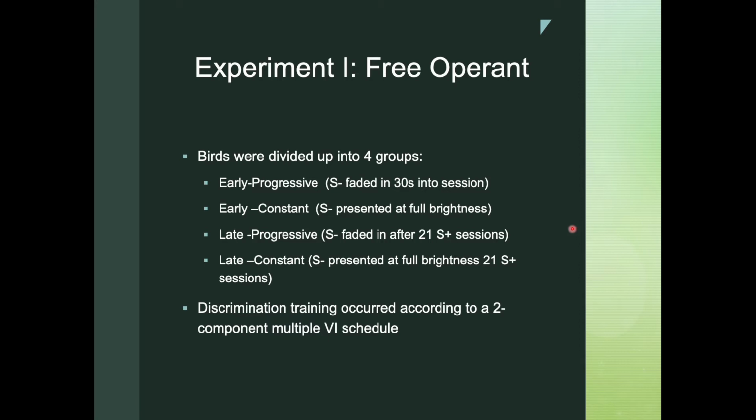The late progressive, the S minus, was faded in after 21 S plus sessions. So long exposure to S plus and then gradually fading in the S minus. Then the late constant, S minus, presented at full brightness 21 sessions after the S plus.